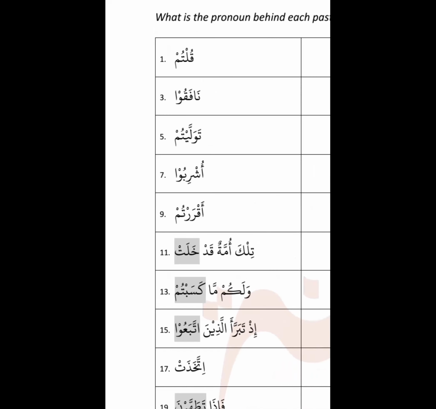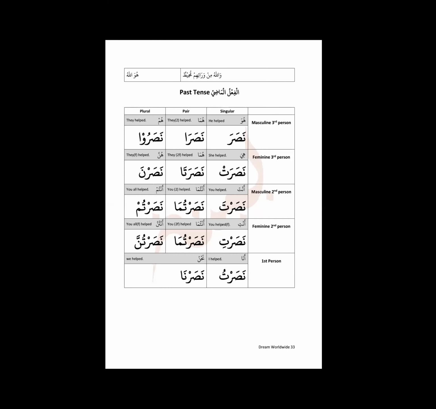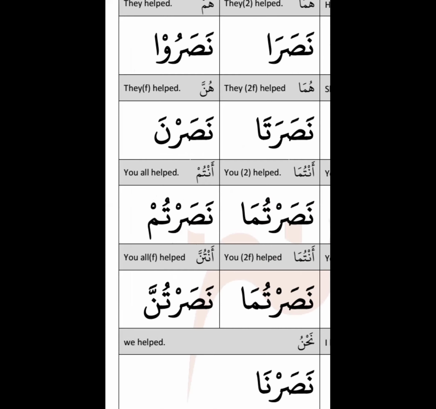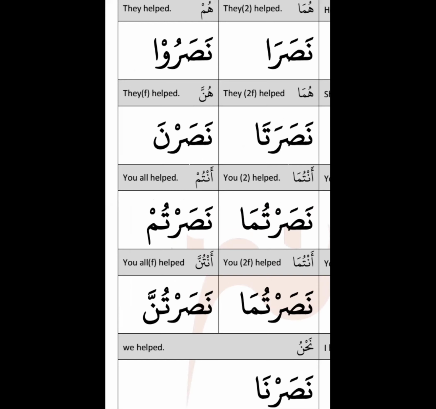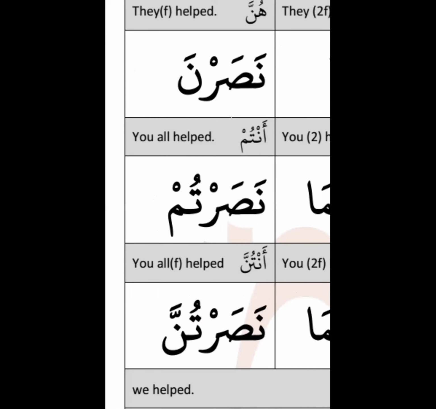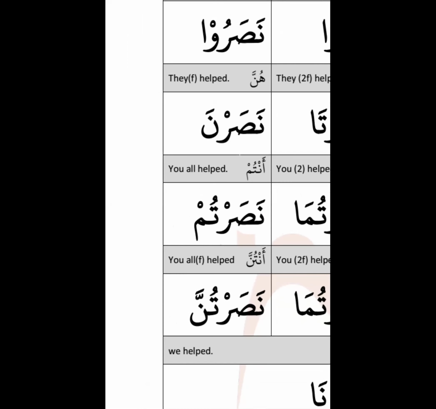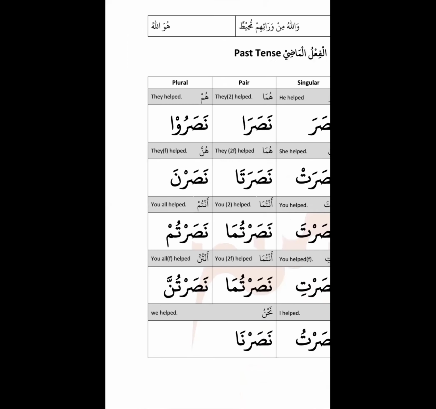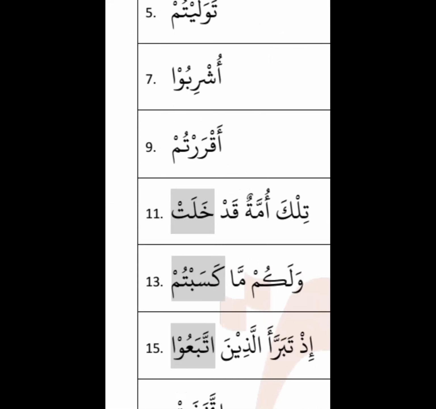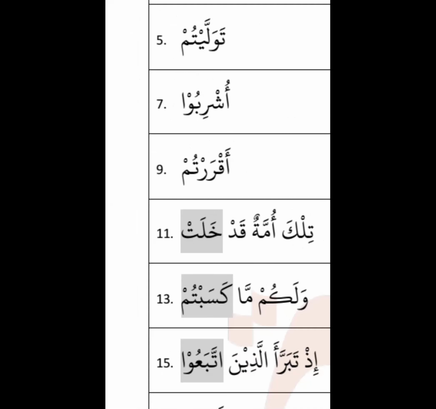Good. And one more thing is, aqrartum. As we saw in this, the antum version has jazm, has sukoon on the letter before the tum, right? So we can say the huwa version of nasartum was nasara. So the huwa version of aqrartum is aqrara.